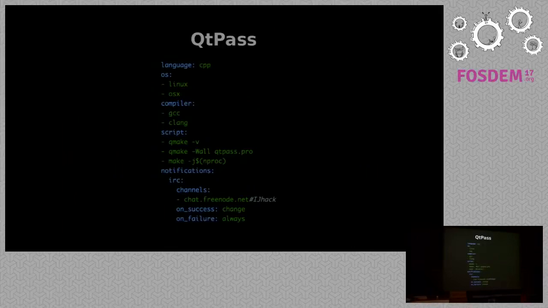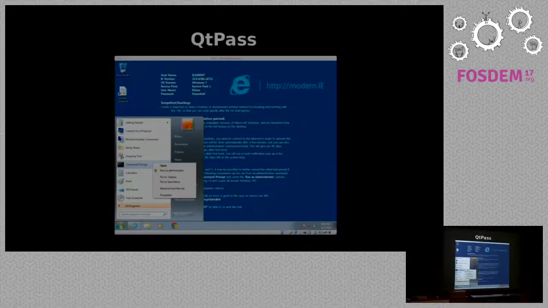And this is a bit simplified. I took out some of the crap. But it just runs the Qt make. And it notifies on success only if there's a change, or on failure always. So whenever there's something that doesn't compile on either Linux or OS X in either GCC or Clang, so 4 builds, I get a notification on both IRC and mail.